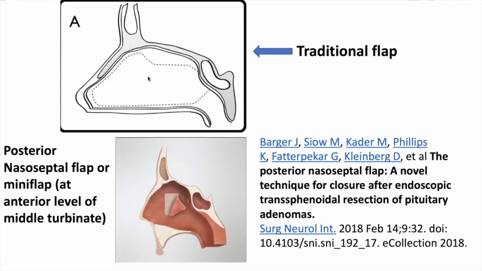So the traditional flap I have discussed, and the posterior flap. Only the posterior mucosa is removed. That otherwise is also required to make the binostril approach. So in most cases, you don't require that much large a flap. So only a posterior mini flap is sufficient to cover the defect.